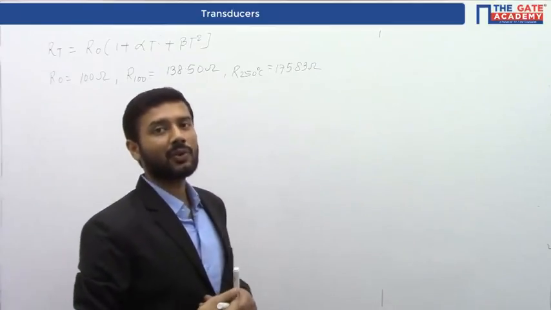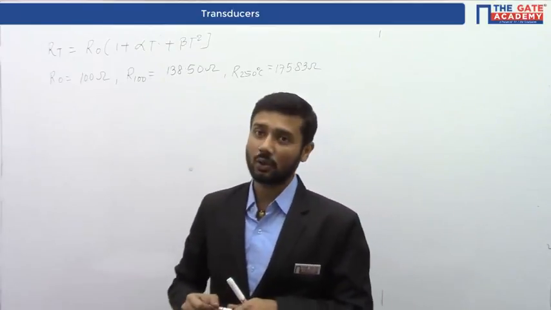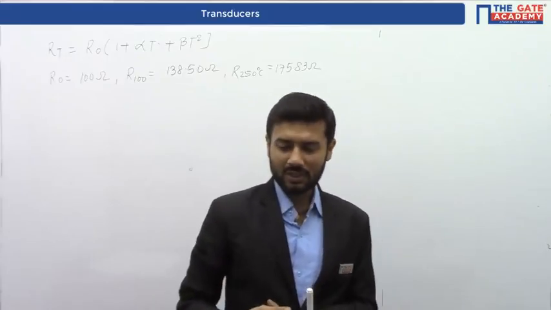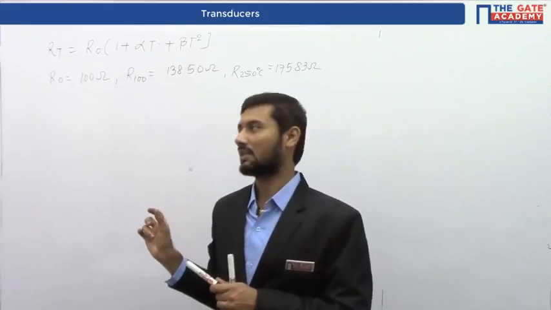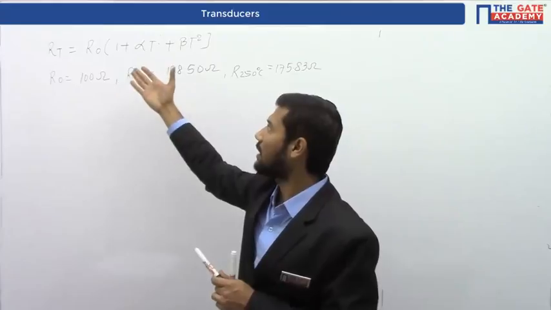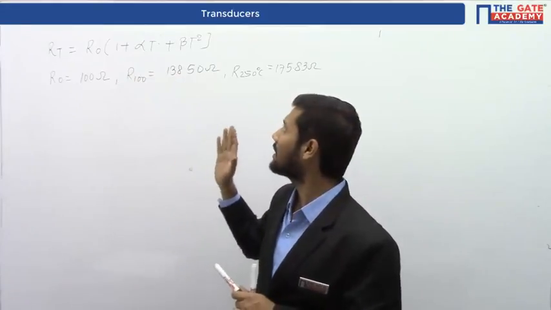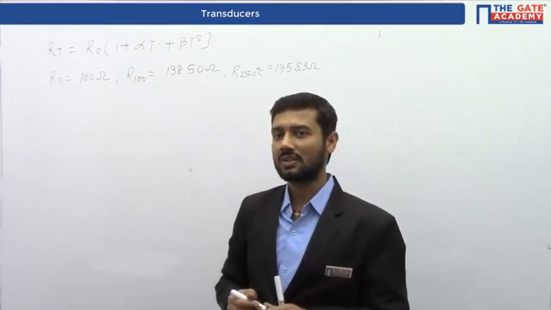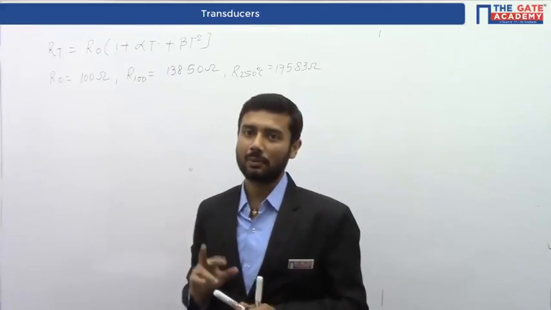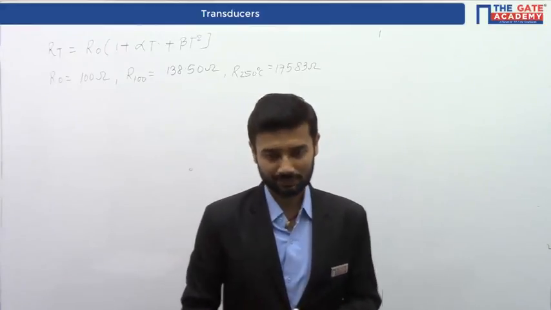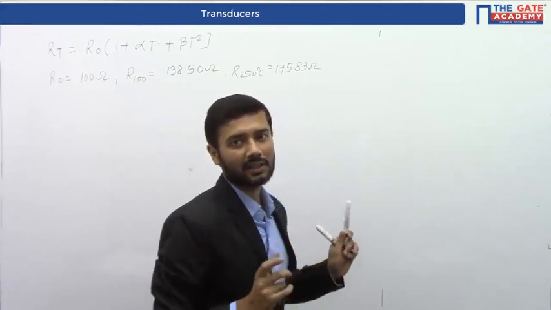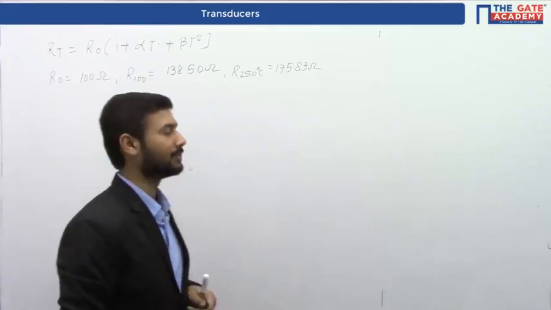Now first we have to find the value of alpha and beta. These are the constants we are going to find. So we just have to put the different temperatures in our relation RT equals R naught into 1 plus alpha T plus beta T square. In this way we will get two equations, and we will have to find the value of alpha and beta from there.